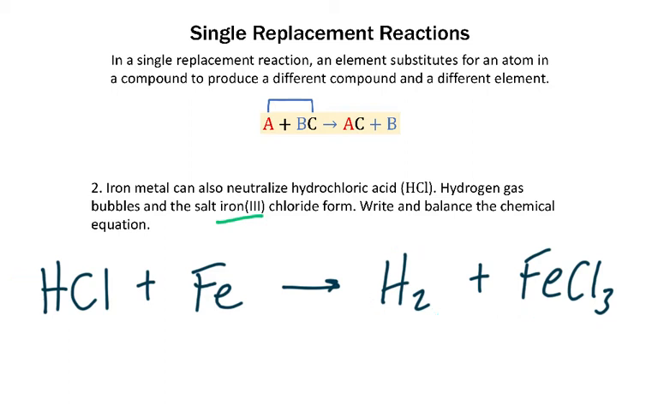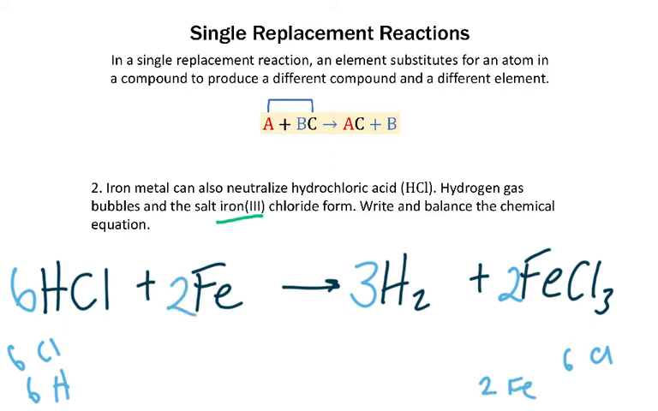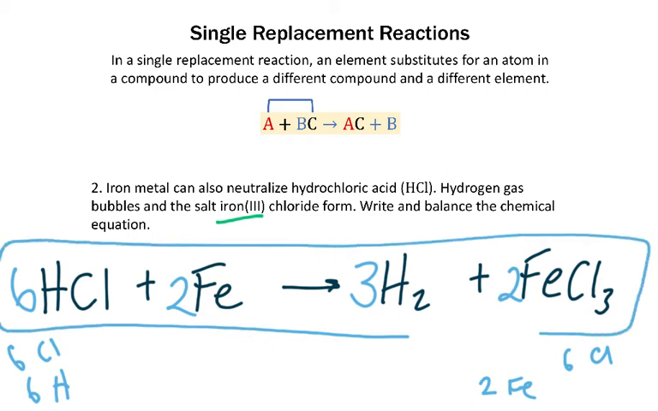So if we put a 2 in front of iron 3 chloride, then we can put a 6 here, right? So we have 6 chlorine. Now we have 6 chlorine and 6 hydrogens. So I can put a 3 in front of hydrogen and 2 iron over here. So I need a 2 here. So 6, 2, 3, 2 is now balanced.